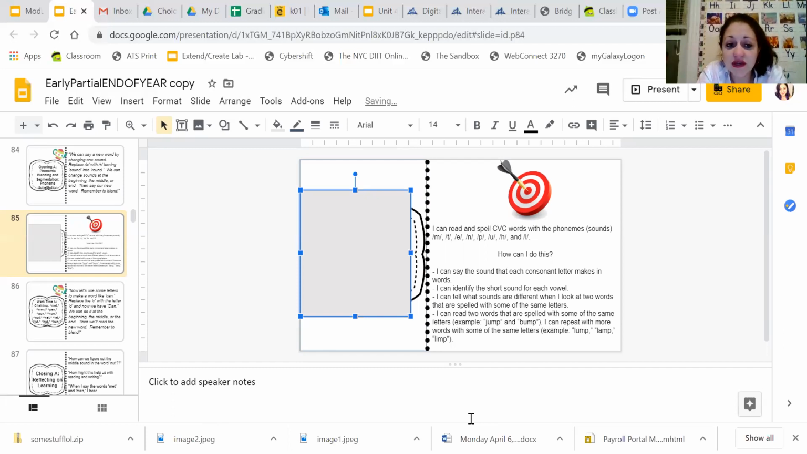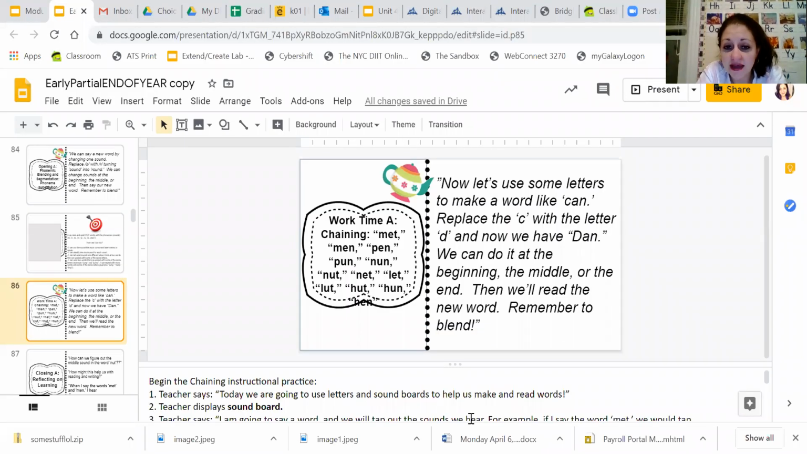Okay. And I'm going to sing one last song to you guys. Here we are back again. Now let's use some letters to make a word by can. Replace the k with the letter D, and now we have Dan. We can do it in the beginning, the middle, or the ends. Then we'll read the new word, remember to blend.